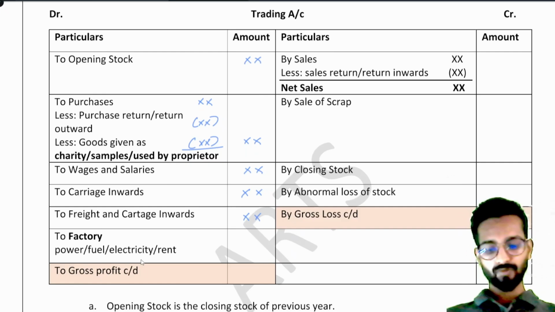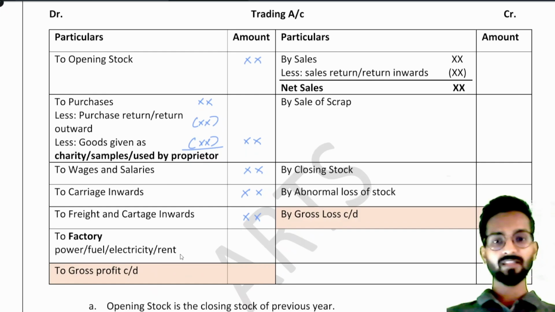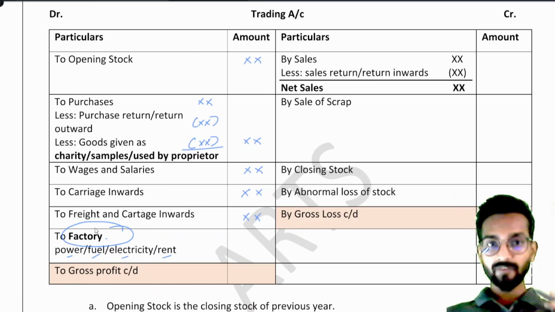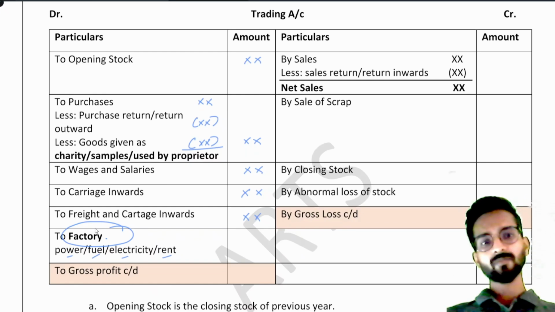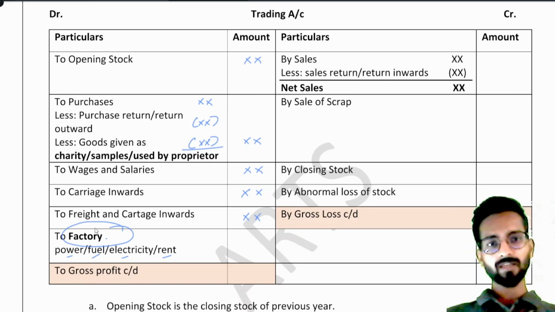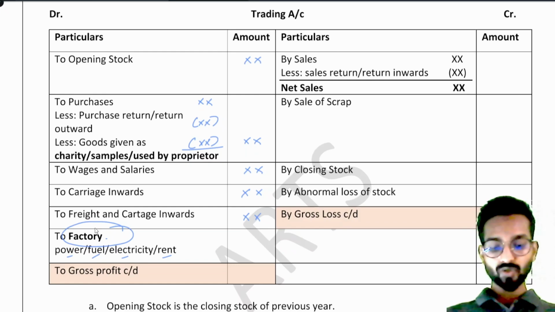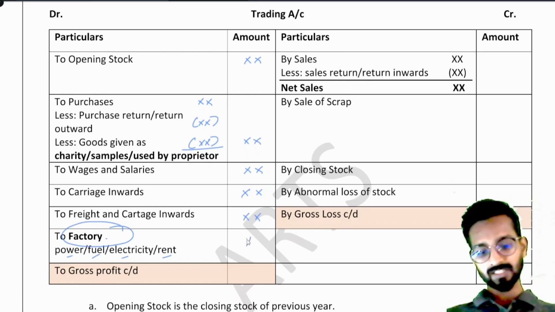To factory, power, fuel, electricity, rent. See, if we are in the manufacturing business, we are producing our own shirts, so we will be paying for the factory machines, for power used, for fuel used, for electricity used, for the rent. Remember this: any expense for the factory will always appear in the trading account. But why, sir? Because all the expenses in the factory are undertaken for producing shirts, and shirts are our normal course of business. It is directly related to manufacturing of shirts. So any expense related to factory is a direct expense.